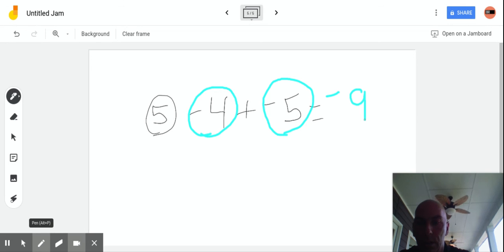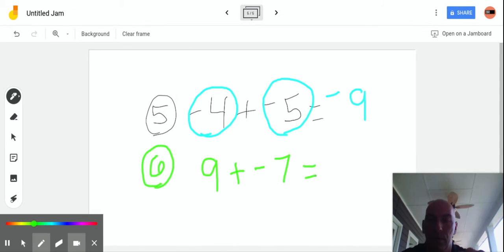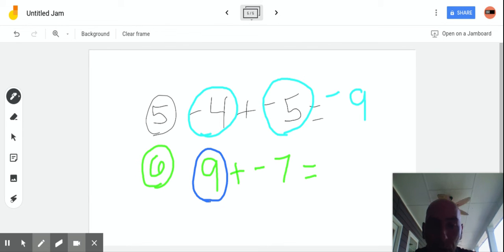Let's try to get one more in here. 9 plus -7. All right. What are the two integers we are combining? The first one is a positive 9. It doesn't have a plus sign in front of it, but we know if it doesn't have a plus sign, you don't have to. It's a positive. And the second integer, is it negative or positive? What's the sign directly in front of the number? Negative.